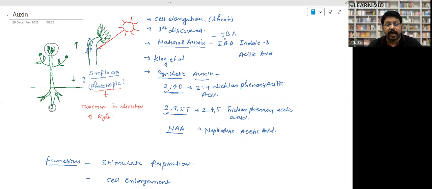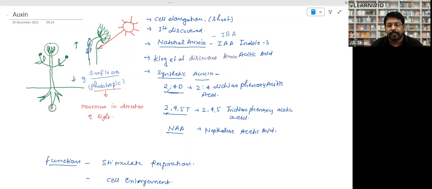What are the natural auxins? IBA and IAA are the natural auxins. It was discovered by Kögl et al. They discovered auxin, right? Synthetic auxin. What are the synthetic auxins? They are the unnatural auxins. They are man-made, factory-made auxins. What are synthetic auxins? This question has been asked.